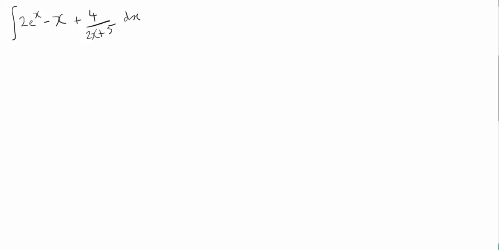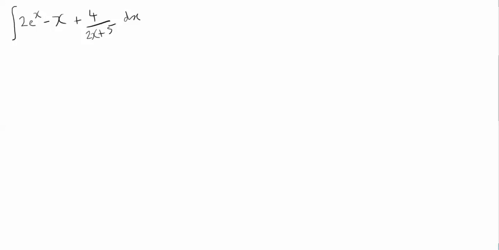And it looks complex because you've got all these different things going on, but when you've got a combination of things in a function, then you integrate them one at a time. So here we're going to integrate the 2e to the x first. We're going to integrate the minus x, and then we're going to integrate the 4 over 2x plus 5. So what I'm going to do is pause it and do it a bit at a time because it's not really smooth.